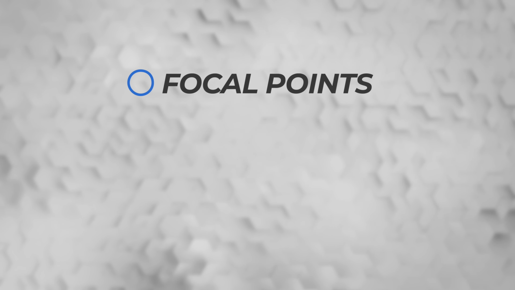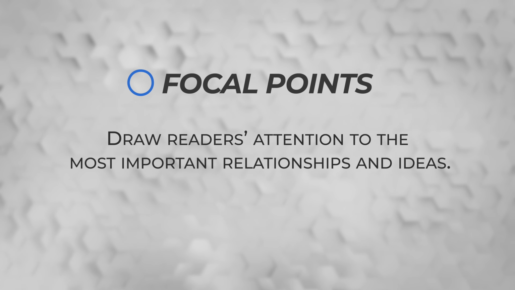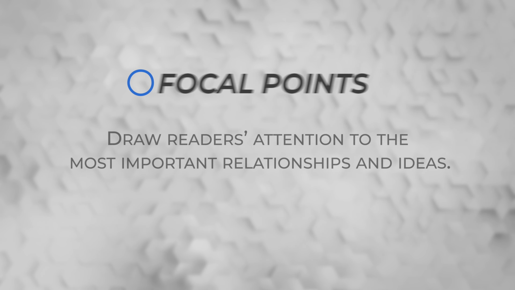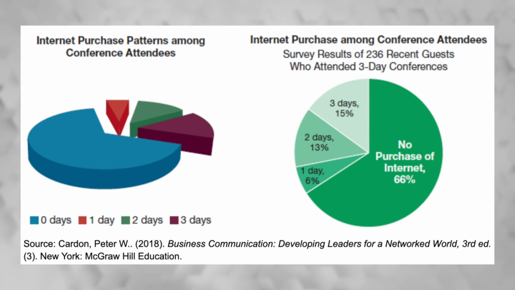Secondly, focal points. Focal points draw readers' attention to the most important relationship and ideas. Let's take a look at these 2 examples. On the left, we have an example of a pie chart with a poor focal point. Readers don't know where they should be looking at. A tip for you is to avoid 3D charts like these, as the readers are often distracted by such formatting. Whereas on the right, we have a clear pie chart with a good focal point. Readers know immediately that the main point is the biggest portion on the pie chart.